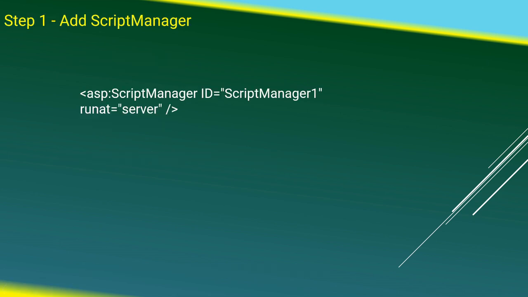First, add a Script Manager control to your page. This is essential for enabling partial rendering and registering scripts needed for AJAX functionality.